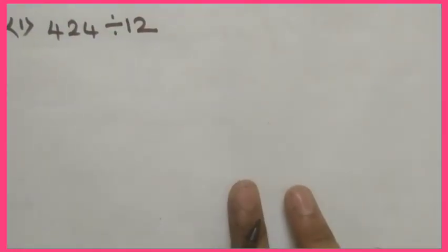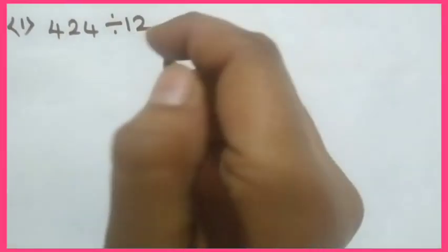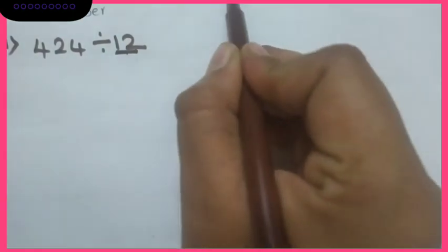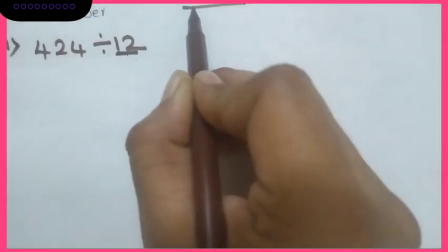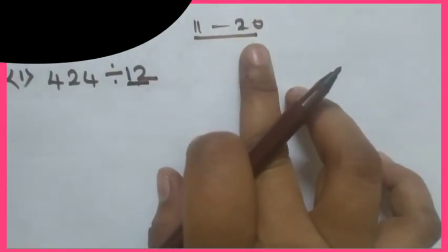For example, 424 divided by 12 is there. 424 divided by 12. In previous class we did big process and we did shortcut also. Now here this 2-digit number is there and it is in between 11 to 20. So if you get in between 11 to 20, then you can do directly this process only.